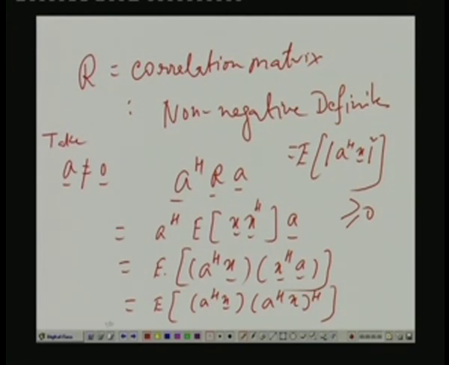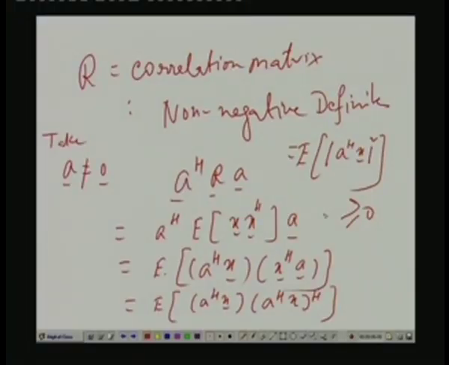Before that, consider this. If I say that the expected value of a random variable, say z, is 0, that means z is a random variable which always takes the value 0. Then only its expected value will be 0.